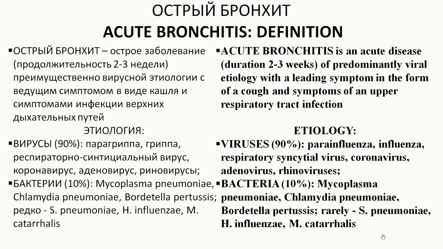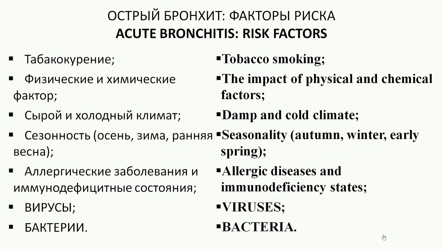Bacteria in 10% of cases: Mycoplasma pneumoniae, Chlamydia pneumoniae, Bordetella pertussis, rarely Streptococcus pneumoniae, Haemophilus influenzae, Moraxella catarrhalis. Risk factors of acute bronchitis: tobacco smoking, the impact of physical and chemical factors, damp and cold climate, seasonality: autumn, winter, early spring, allergic diseases and immunodeficiency states, viruses and bacteria.